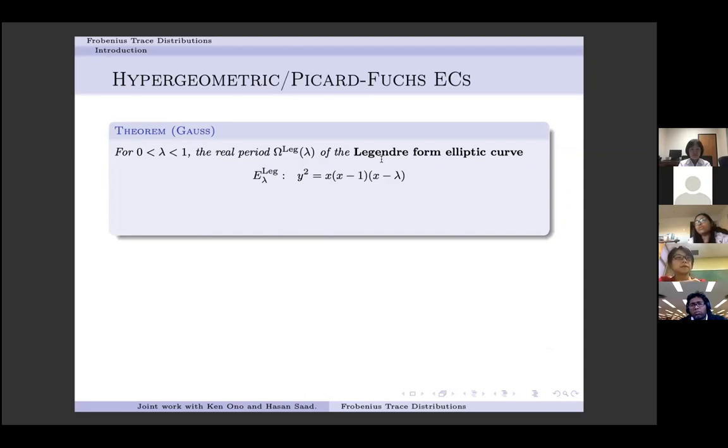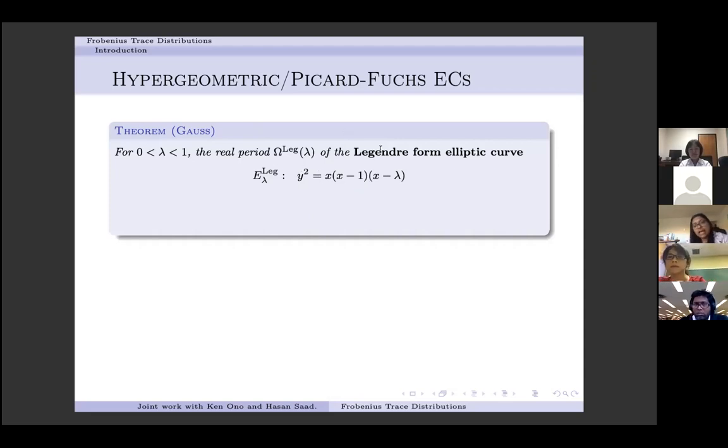So if you wish to determine the torus, we need to get a lattice. So that means we need two generators of the lattice. If you want to calculate the generators of the lattice associated with this elliptic curve, then it turns out that the generators of this lattice are given by the elliptic integrals. In fact, this was proved by Gauss.